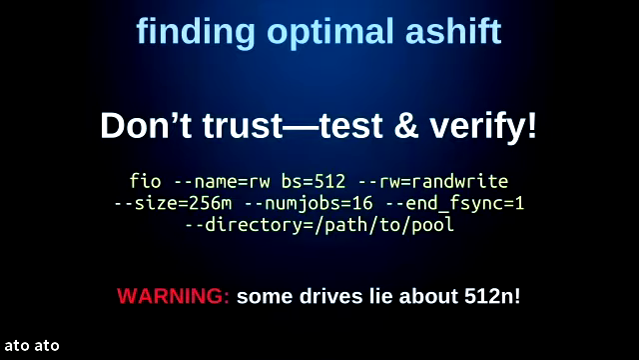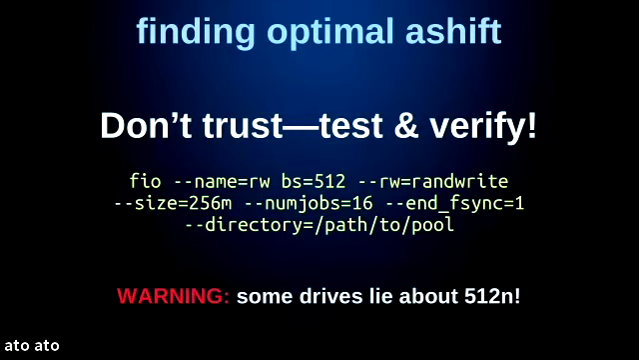If you don't already know for sure what the hardware sector size is on your drives, you can find it out. FIO, the flexible input output tester, is a really convenient tool to do that. You can just do an FIO write test, a fairly large one with 512 byte blocks, create a pool with ashift equals 9, test it, write your number down.